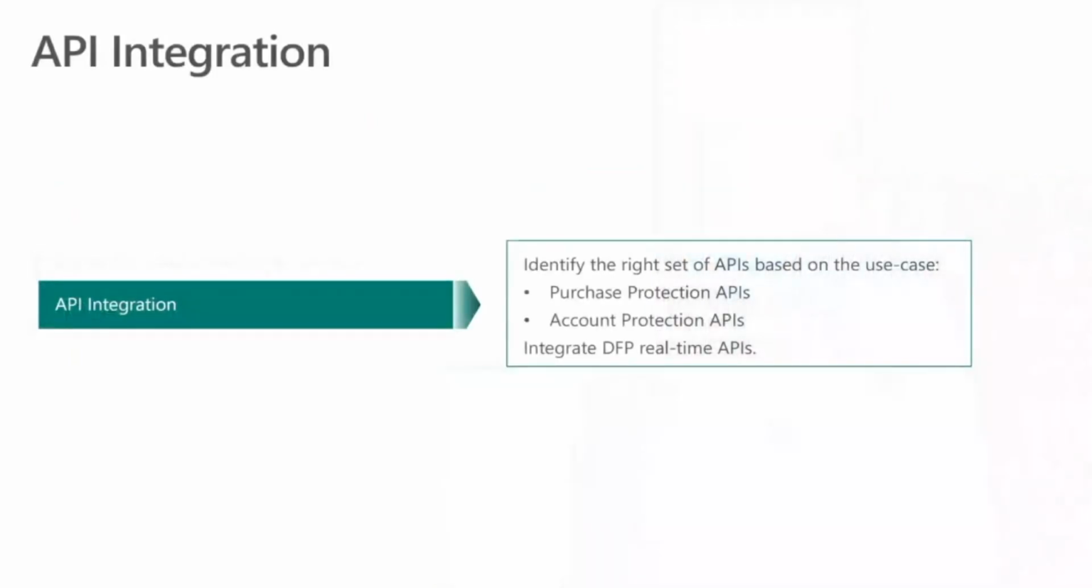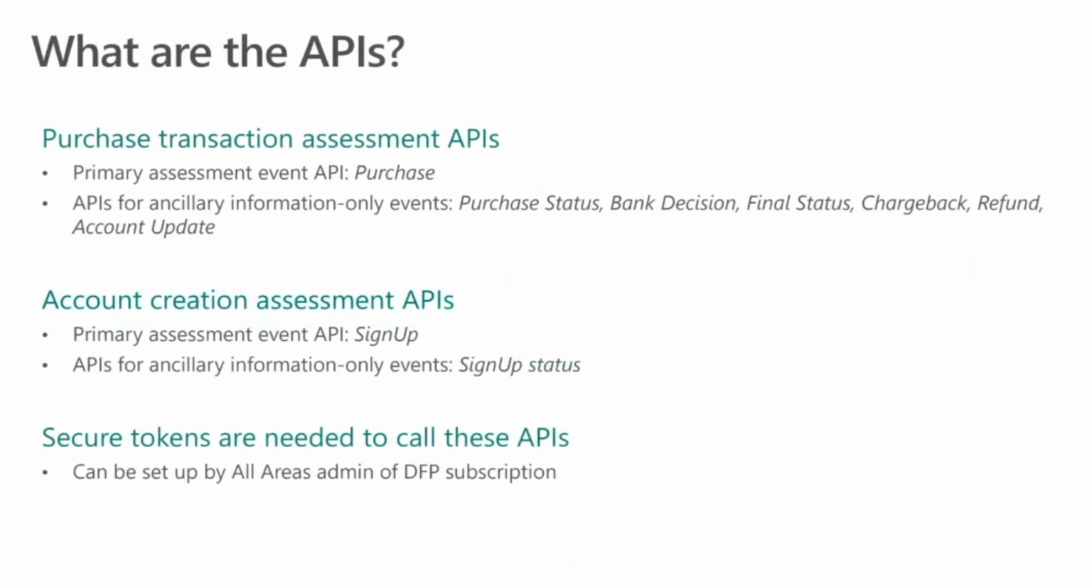A note on the APIs. For now, we have APIs for purchase protection capability and for account protection capability, and these are real time. Within purchase and account, there are again two kinds of APIs. One is the primary assessment event API, which does the actual job at the time of checkout flow. This API is called real time to assess the risk and help accept or reject the transaction.